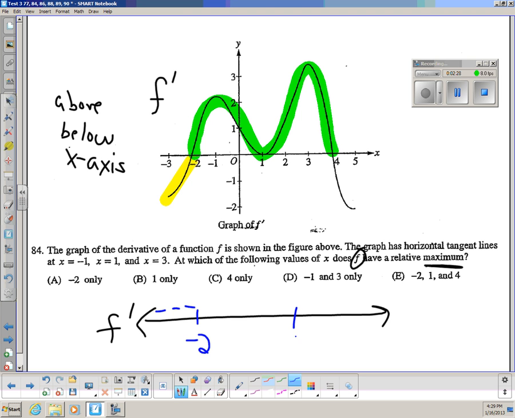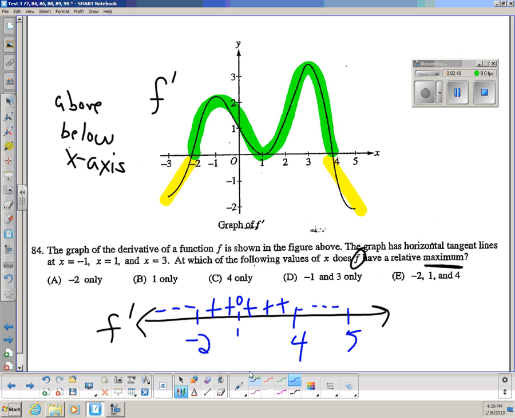So I want to fill in a positive there, making note at 1, I have a 0. And that's not going to matter for this question, but I just want to be technically correct. And then past 4, we're below the x-axis. So from 4 to 5, we're negative.